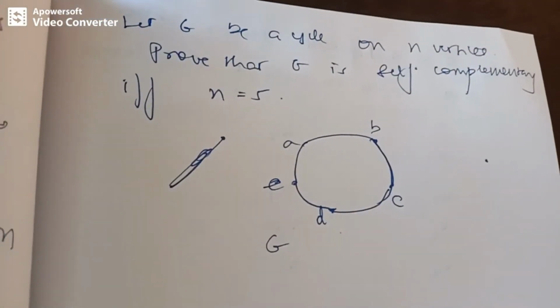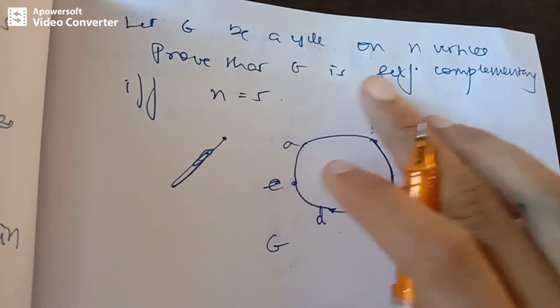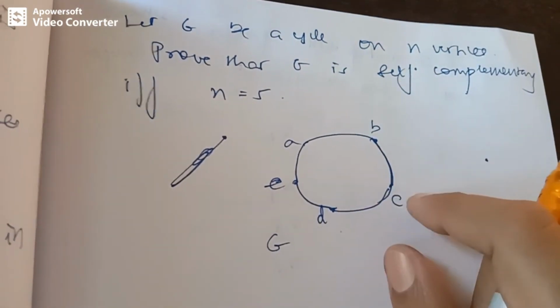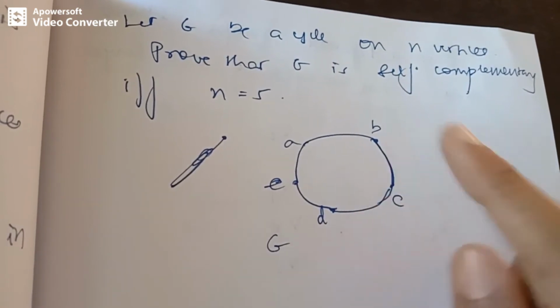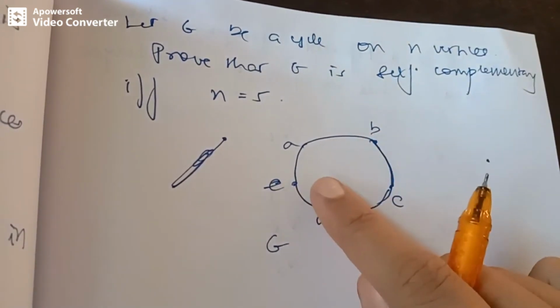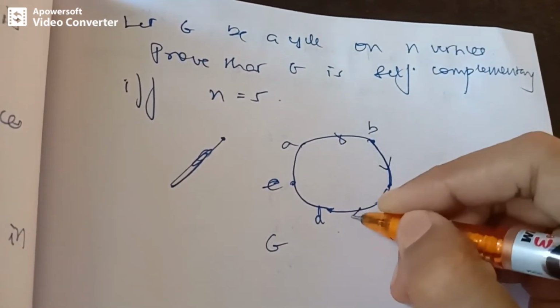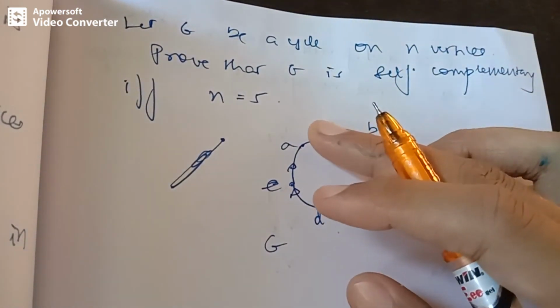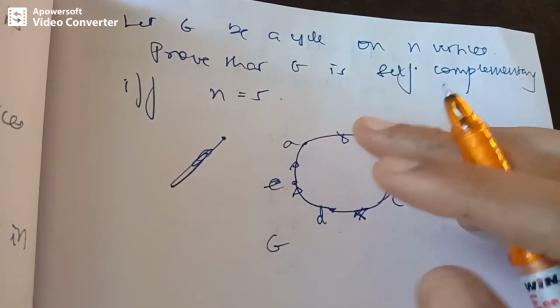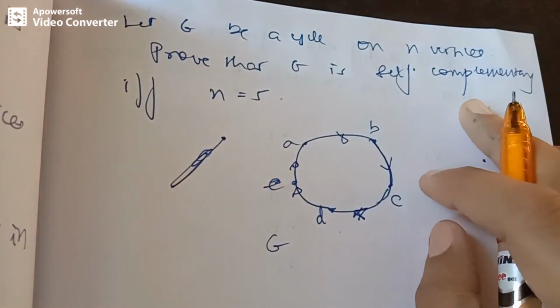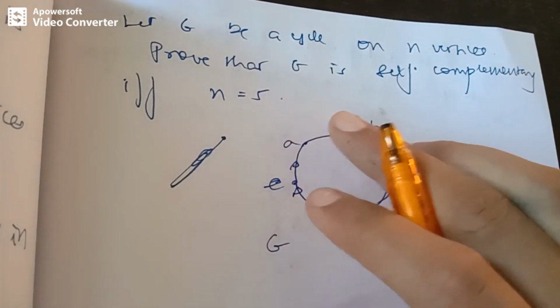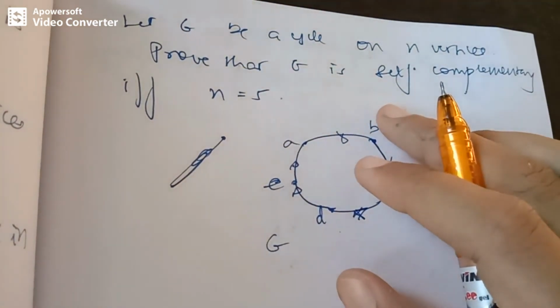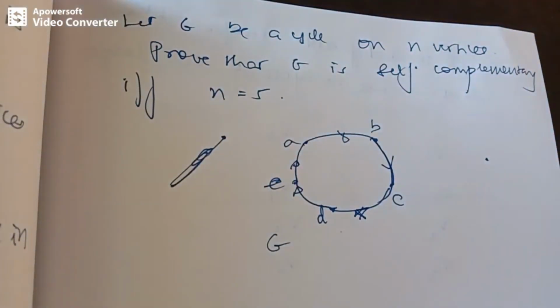The next question is, let G be a cycle on n vertices like this. Let us assume there are 5 vertices and it is a cycle. It starts from A and ends at A. It is a closed walk. Prove that G is self-complementary if and only if n is 5. Okay, this is the question.